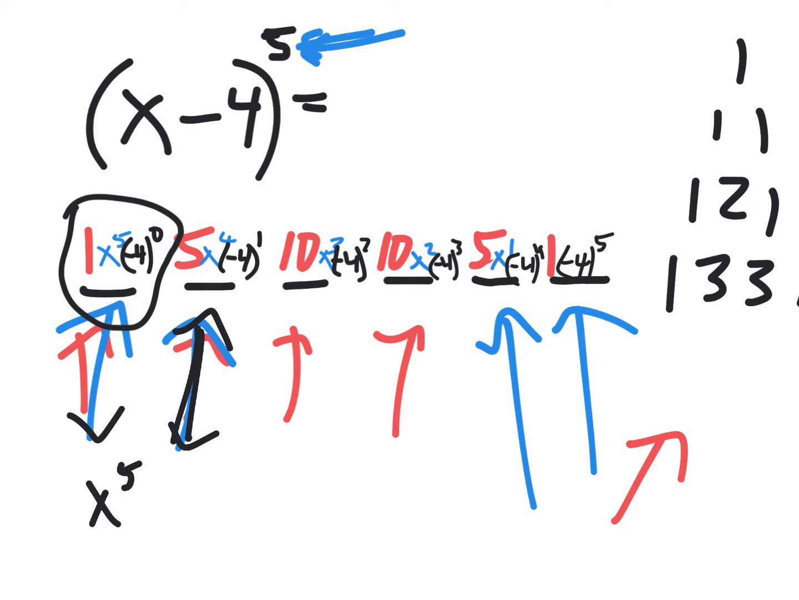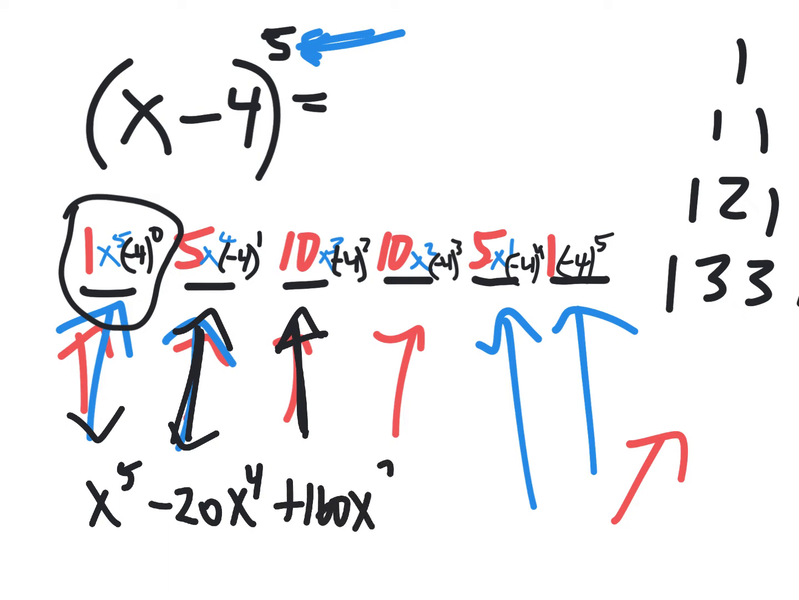Gabby, what'd you get for the second term? Negative 20x to the fourth. Negative 20, x to the fourth. Good. How about the third term? Let's go with Jackson. I got 160x to the third. Positive 160, x to the third. Correct. Jackson, you do the next one also. And then minus 640x squared. That sounds right. Can anybody verify negative 640 x squared? A lot of people. Good.